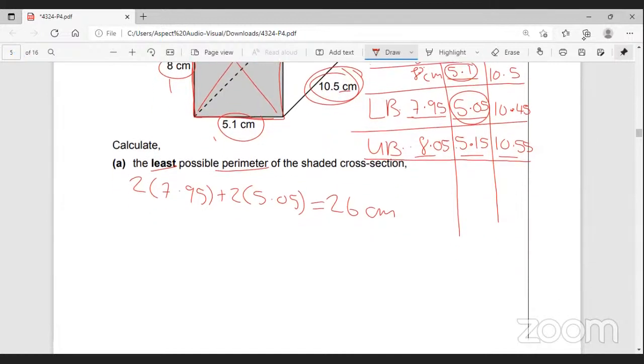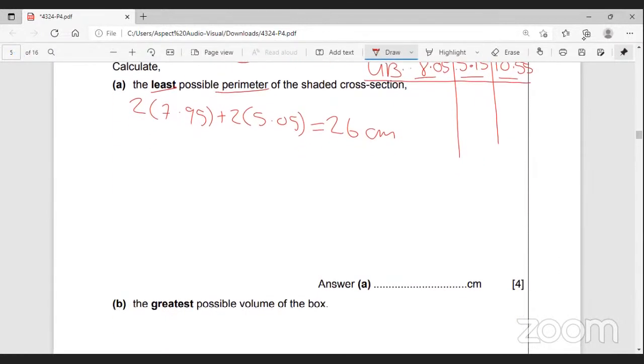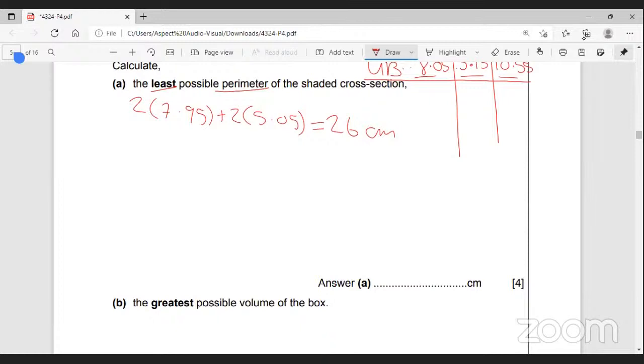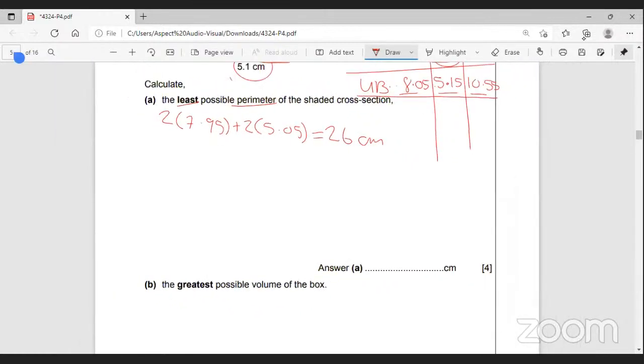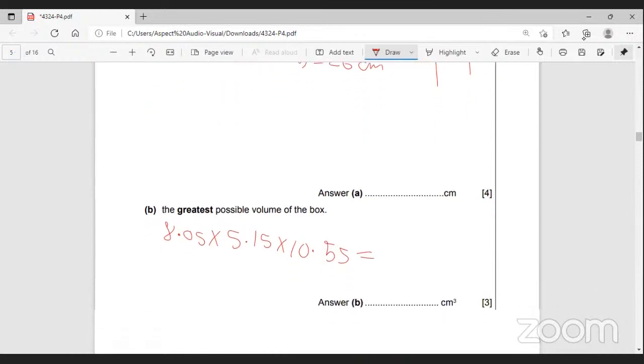Okay, so yes, this one maybe I can zoom in. Okay, so the greatest volume is going to be 8.05 multiplying 5.15 times 10.55. Okay, and then you use your calculator to get there.